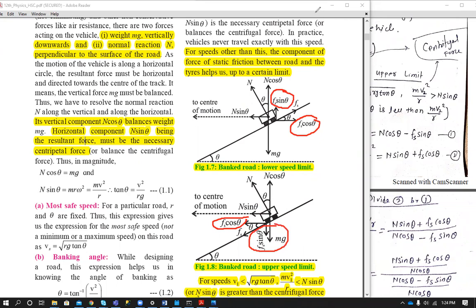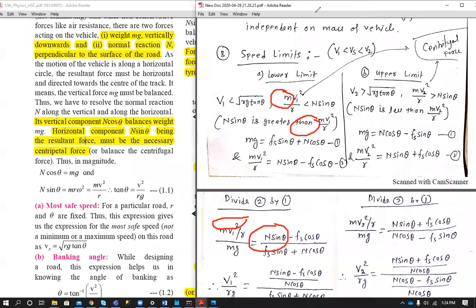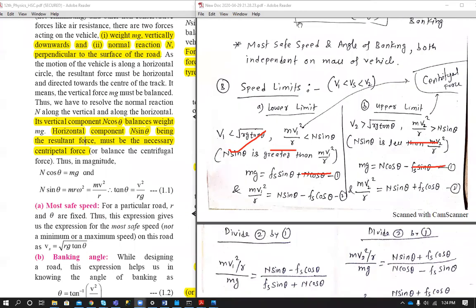So that's why, as you can see, for fs sin theta the direction is changed, so it comes as a negative. Similarly, minus fs cos theta, its direction is changed, so it changes to plus fs cos theta. The direction is reversed in the second case. So the derivation is all the same, just divide these two equations.